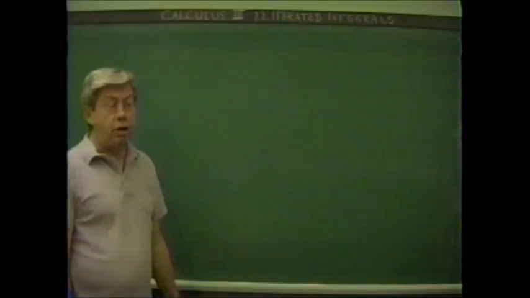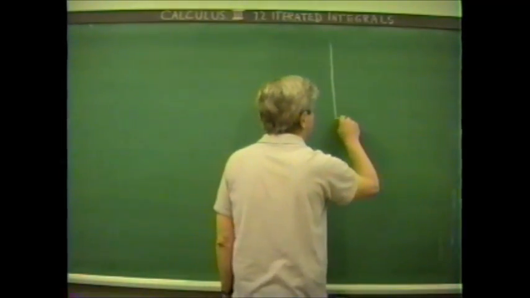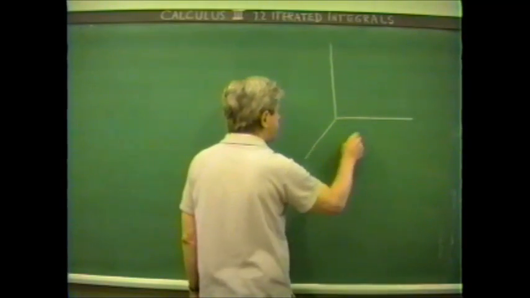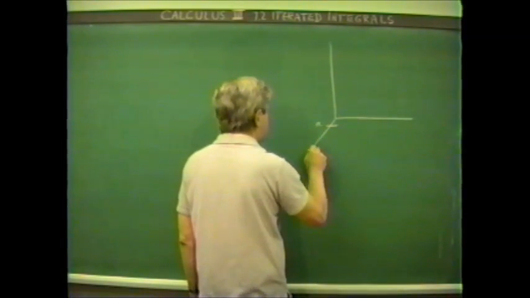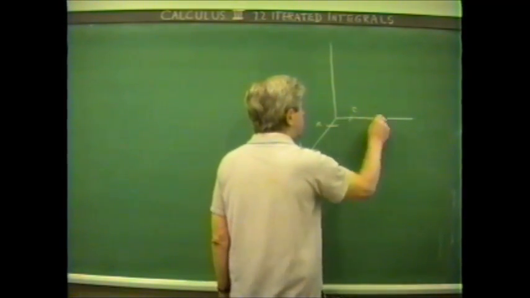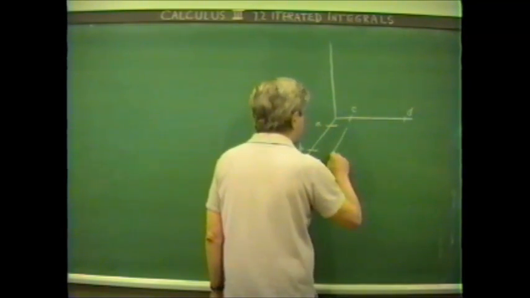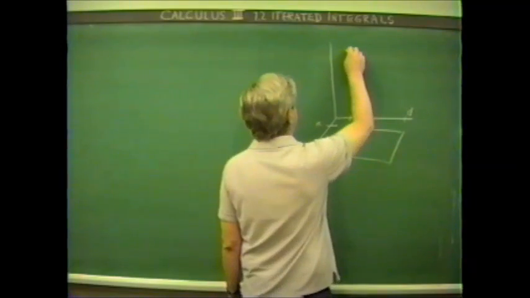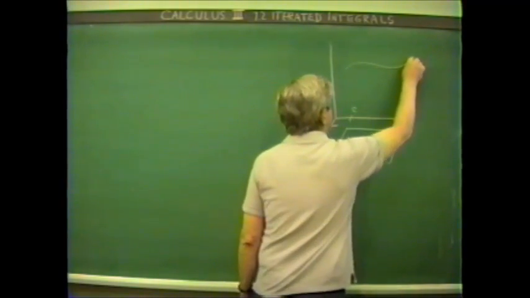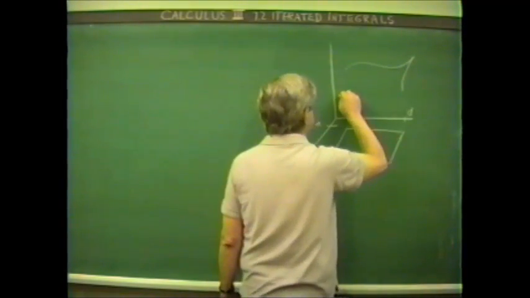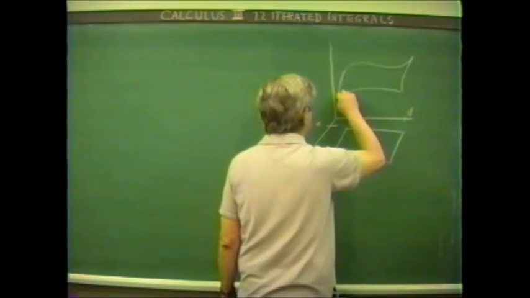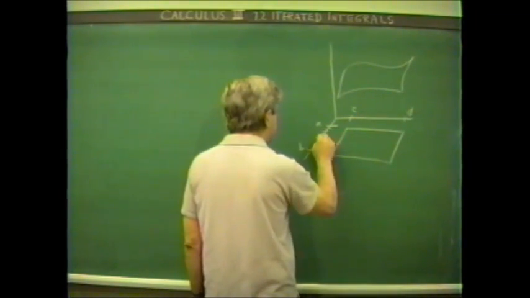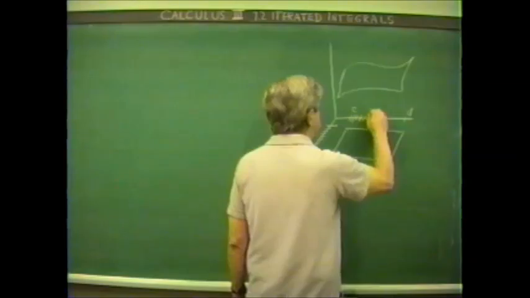The method for evaluating double integrals is called the method of iterated integrals, and it consists of doing the following. Over a rectangle, if the rectangle goes between A and B in the x direction and C and D in the y direction, we do the same thing as before. We partition this up between A and B, and between C and D.